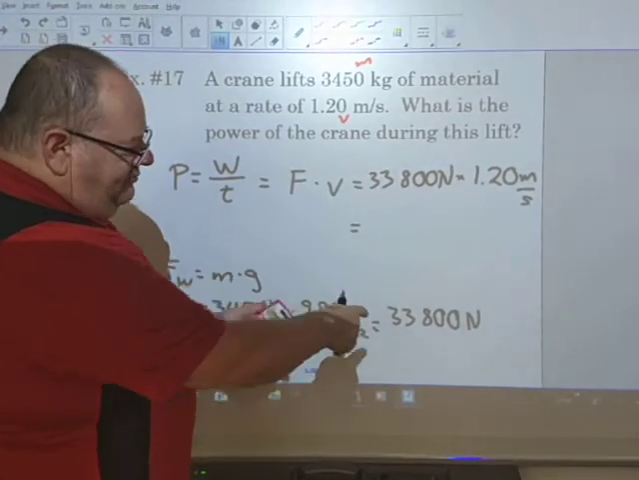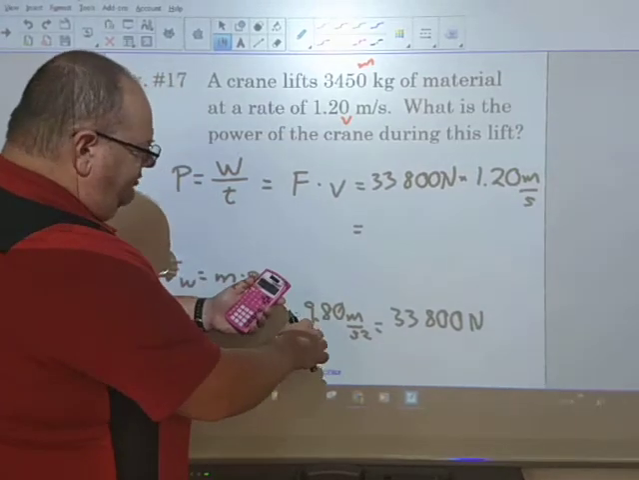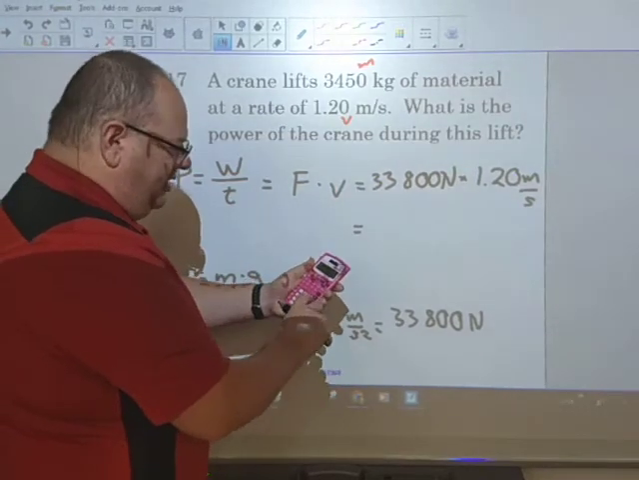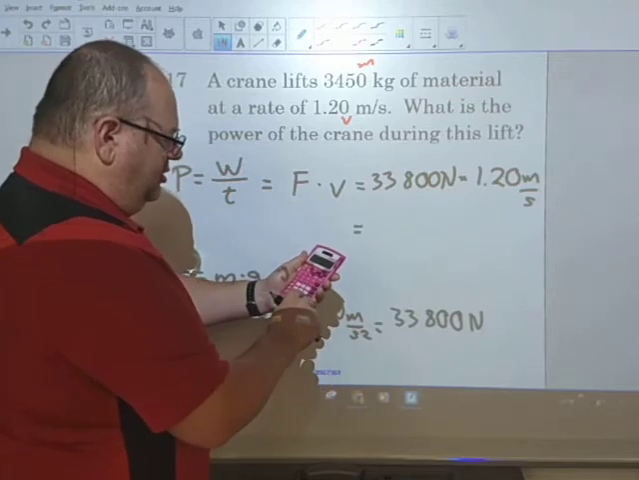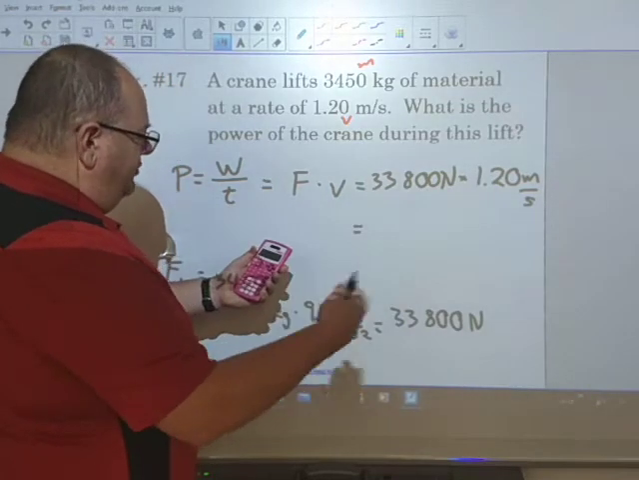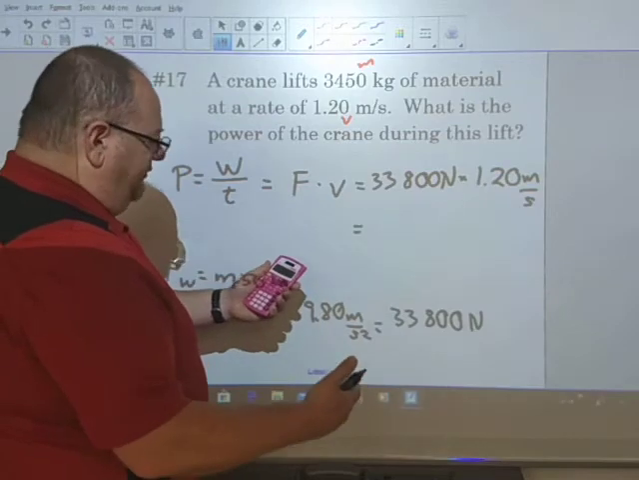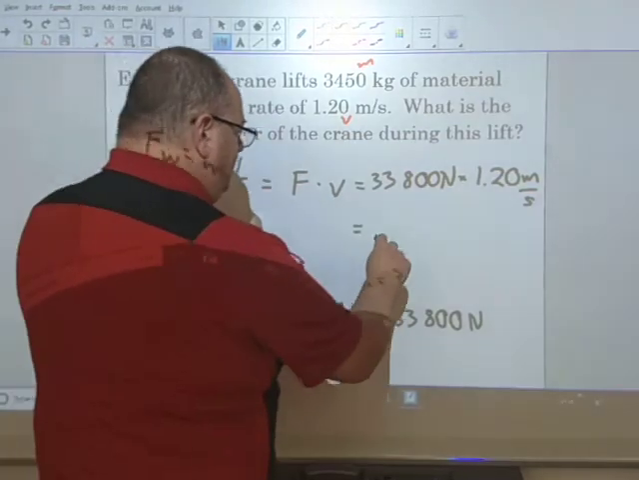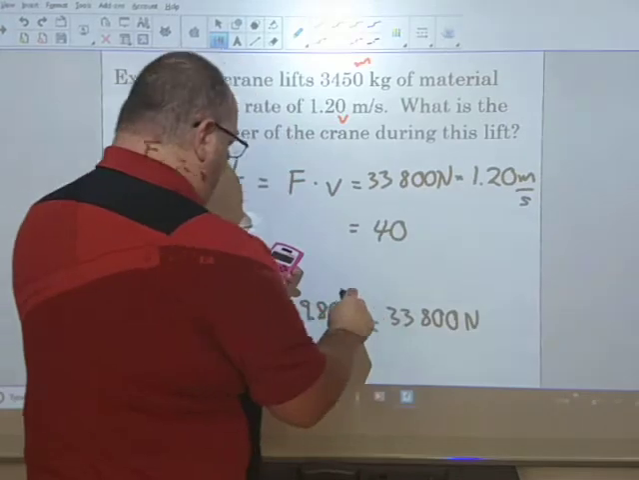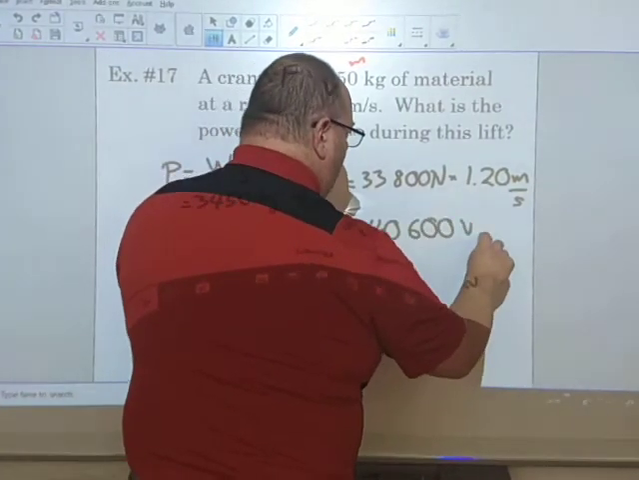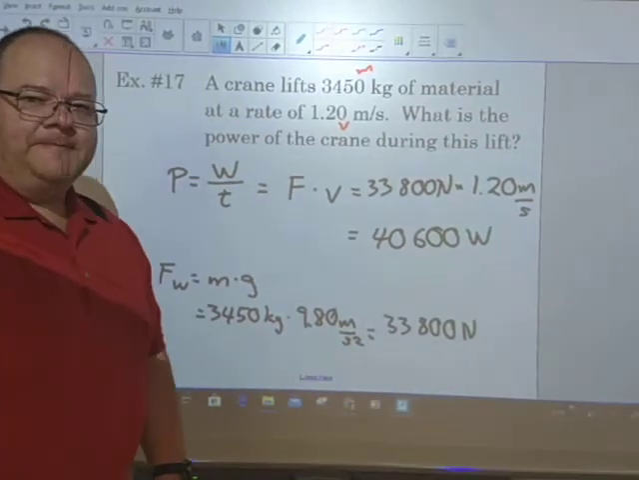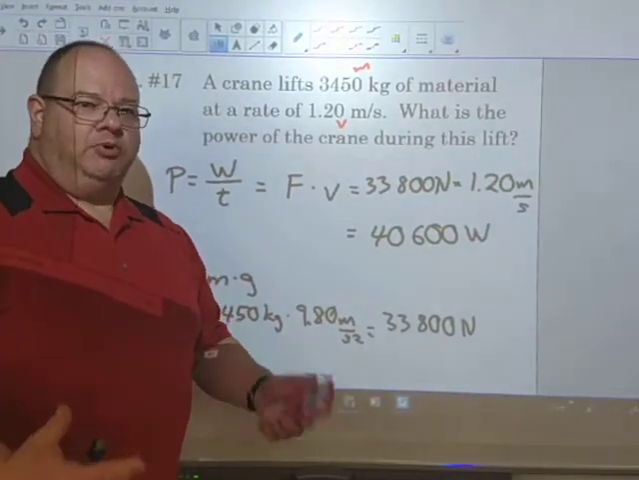33,000. I still have the 800. This actually came out to 33,810. I still have it in my calculator. That's all right. Times 1.20 equals, and now this final answer I round off to 3 sig figs. So we've got 40,600 watts. And you see that, gee, watts are pretty small.